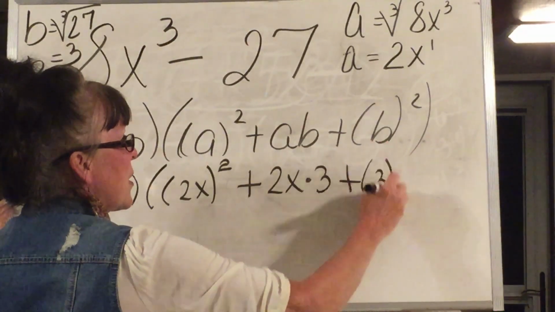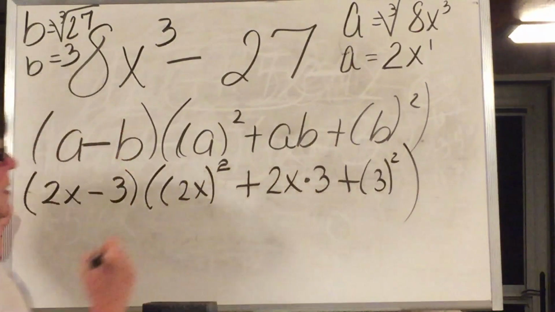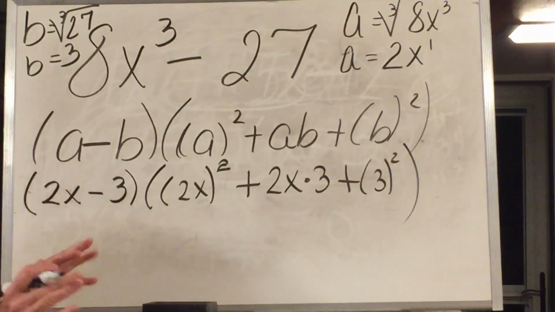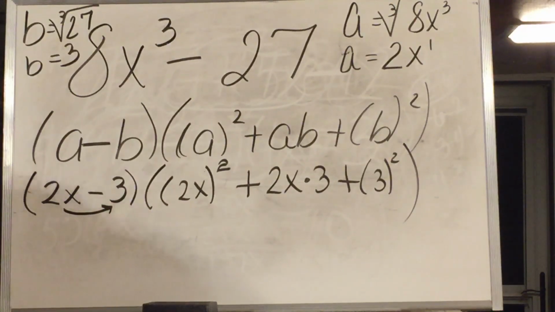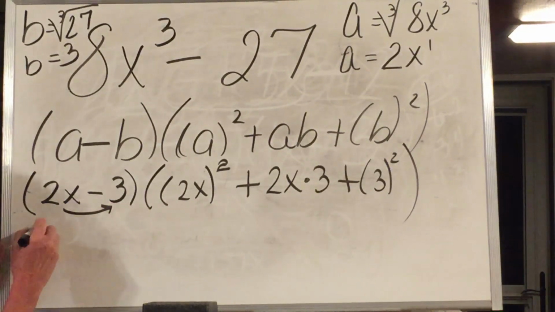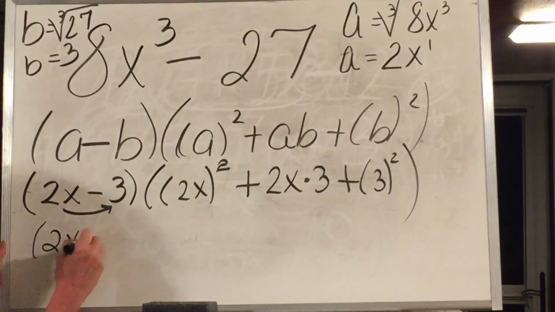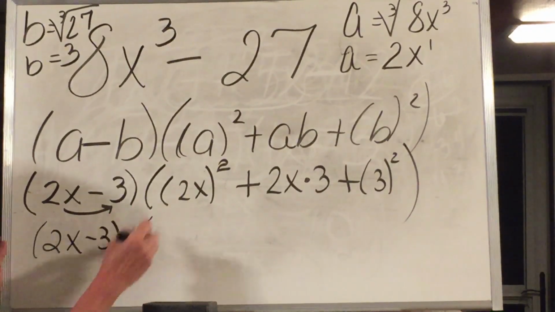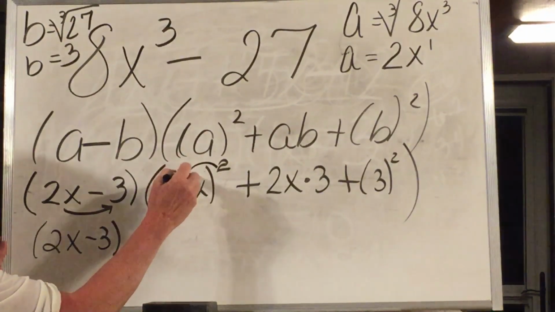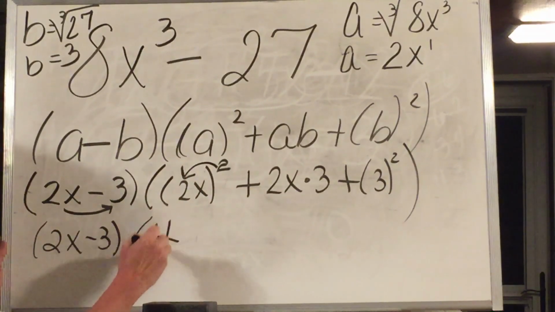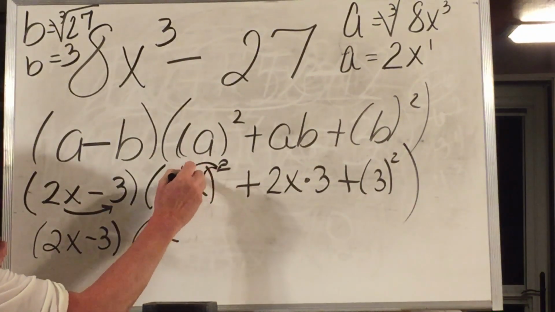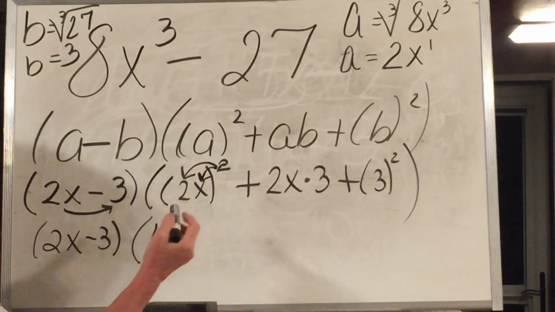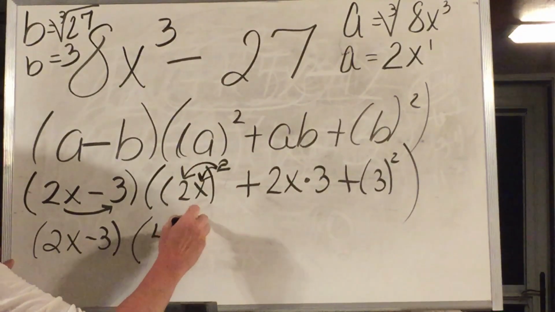Plus 3 squared. Simplify. Do x's subtract with numbers? Absolutely not. Bring it down. Square the 2. That changes that to a 4. Also square the x. What's x squared? X squared.